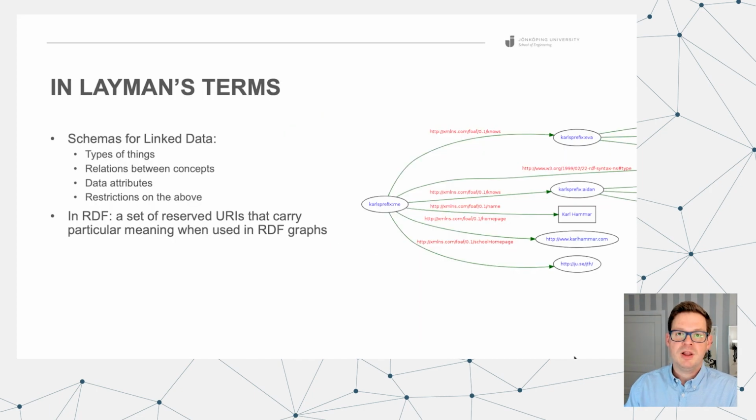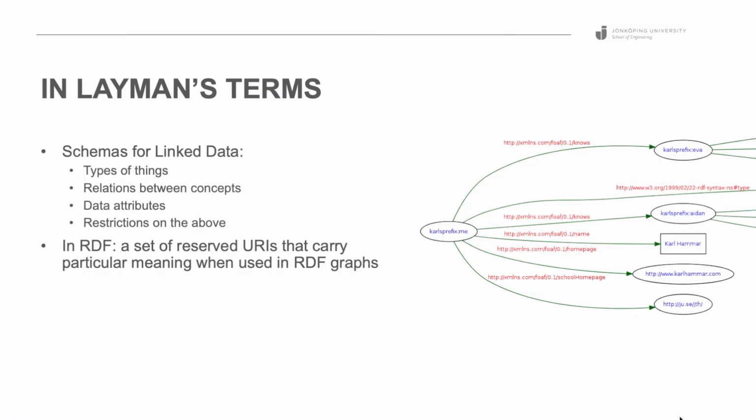If we want to get a little bit less academic and talk about it more plainly, we can think of ontologies as schemas for the linked data graph. So they include the types of things that we deal with, so the classes or the concepts of things that we deal with, the relations that can hold between those types of things, the data attributes that we can tag individual nodes in the graph with to give them some data, and any restrictions on the above that may be applicable. So essentially it's a set of reserved URIs in the graph that have a specific meaning.